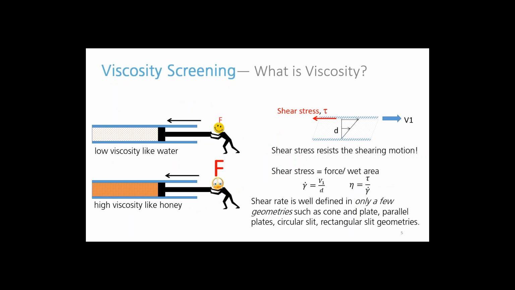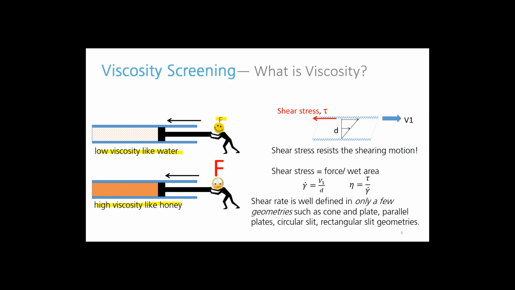So we would like to start with the very basics of what is viscosity, which is defined as the resistance of a fluid to flow. A very simple way to look at it is that if you have a very low viscosity fluid, like let's say water, you will need a very small force to push it through a piston. On the other hand, if you have a very high viscosity fluid, like honey, you will need a much larger force to push that fluid through.